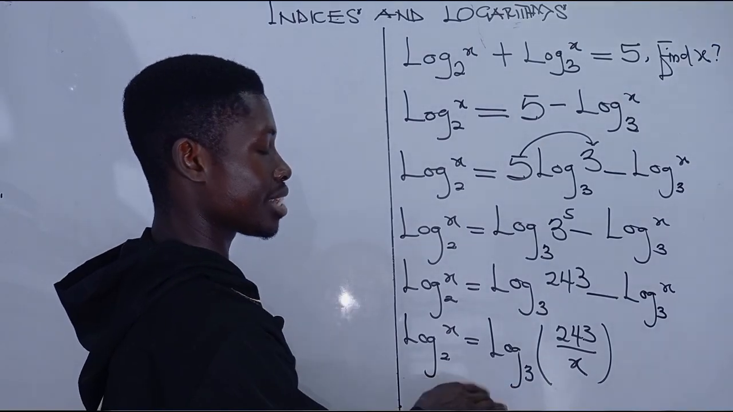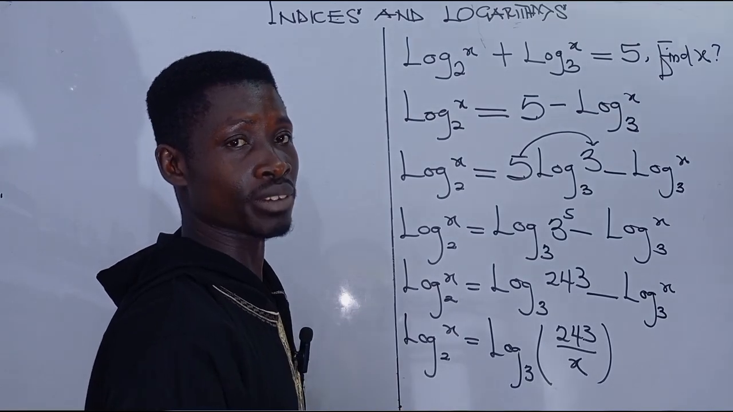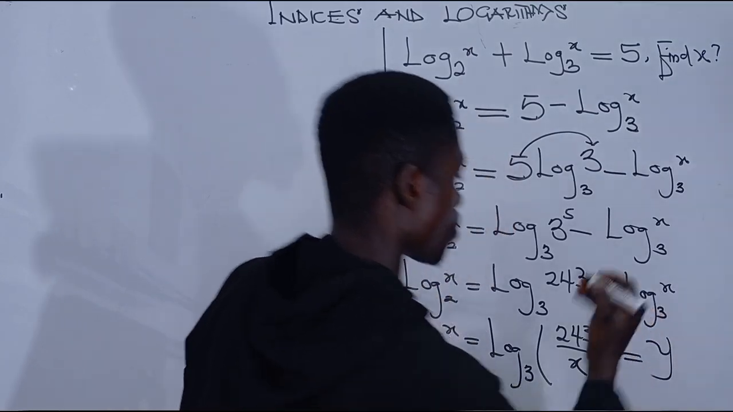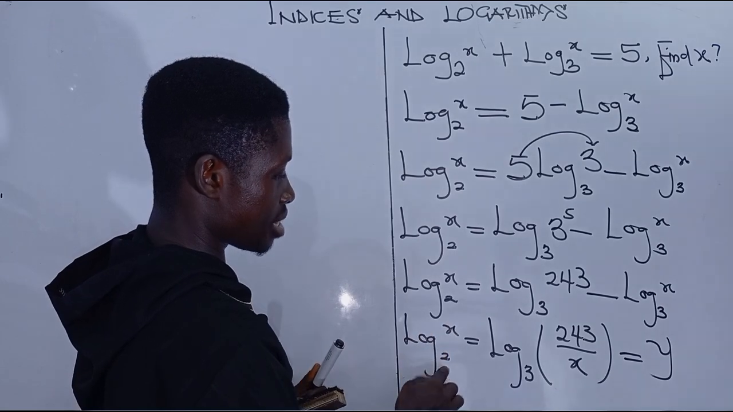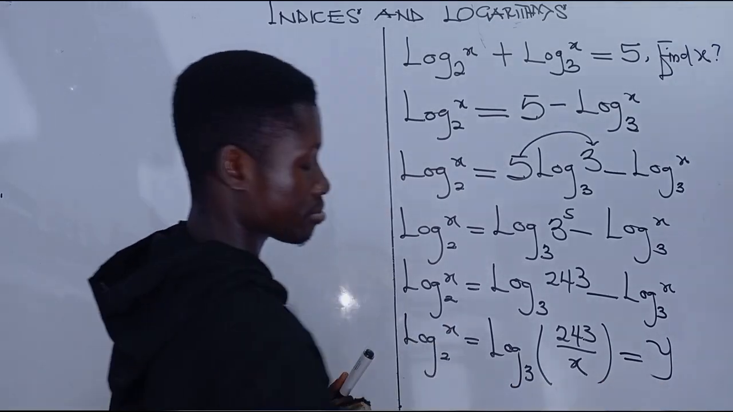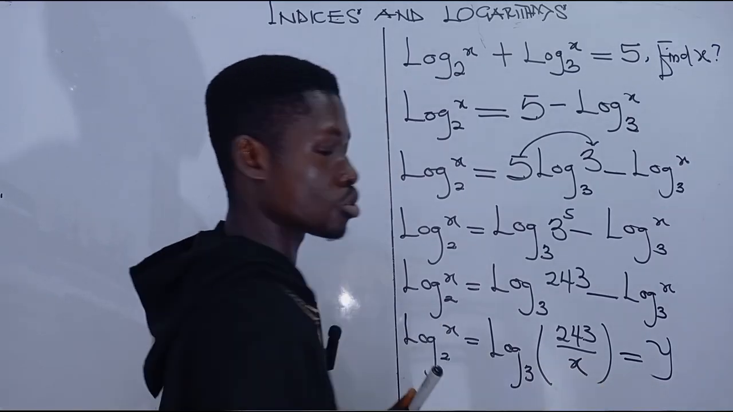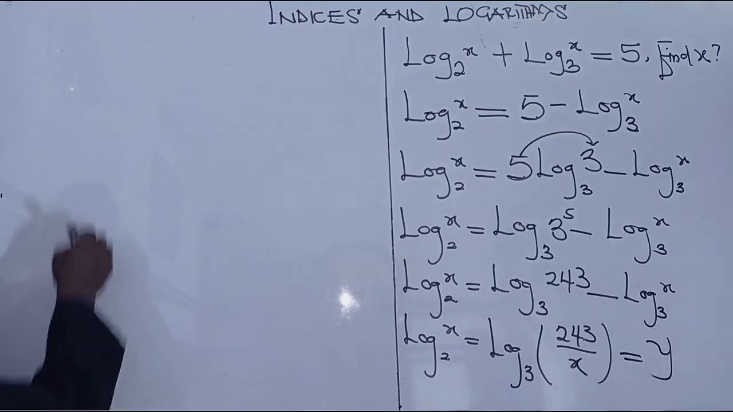Now continuing at this point becomes very tough. So let's equate the whole of this to any variable at all. Let's say the variable y. So from here we can say that log of x to the base of 2 is equal to y, or log of 243 over x to the base of 3 is equal to y. So let's continue from this side.